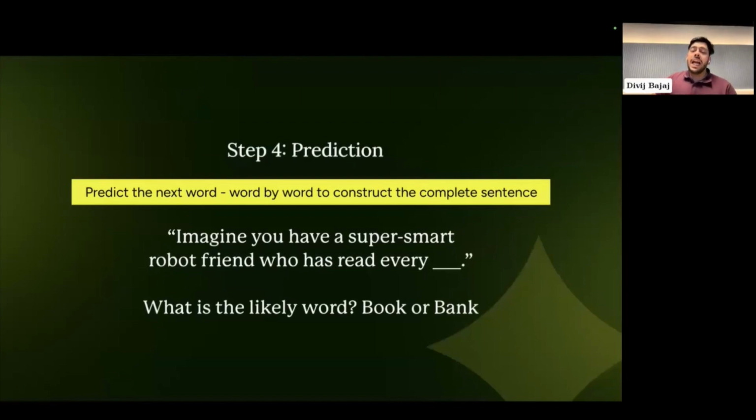And now, a very quick exercise, everyone present on the call. If I have this sentence: imagine you have a super smart robot friend who has read every dash. What all possible words come to your mind that can fit in this dash? Book and bank, I can see on the slide. Any other word apart from this? Source, magazine, perfect. Details, information, article, word.